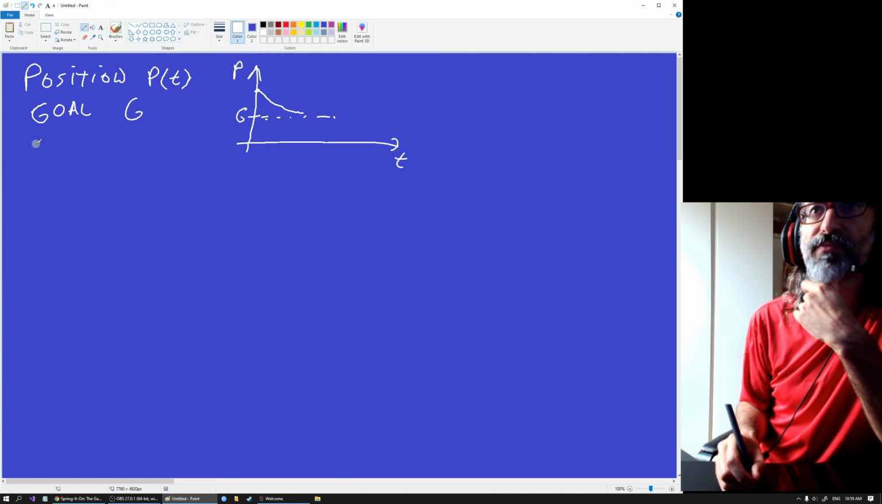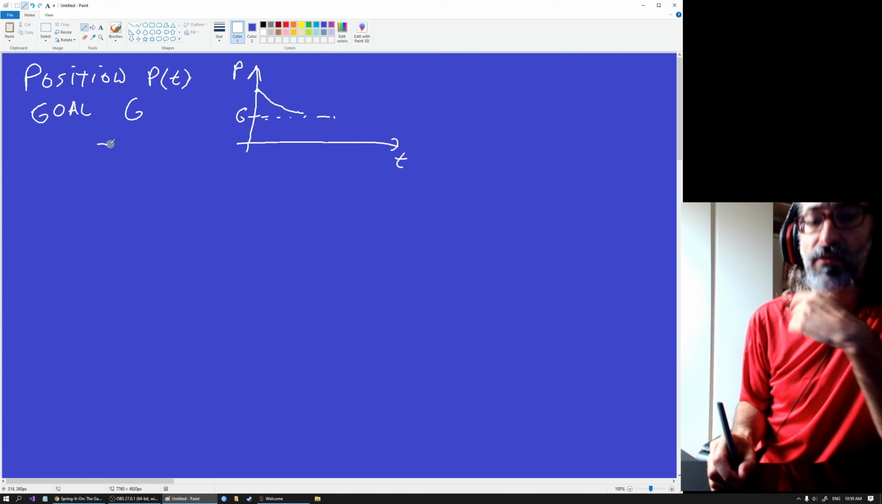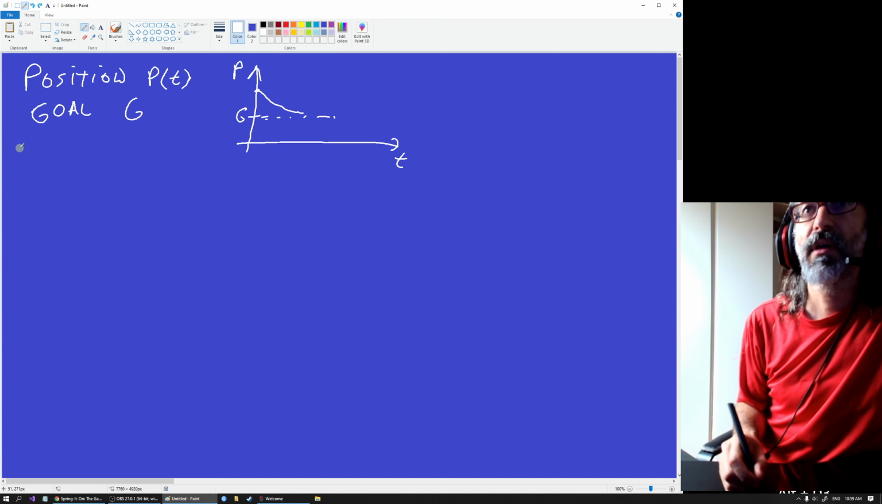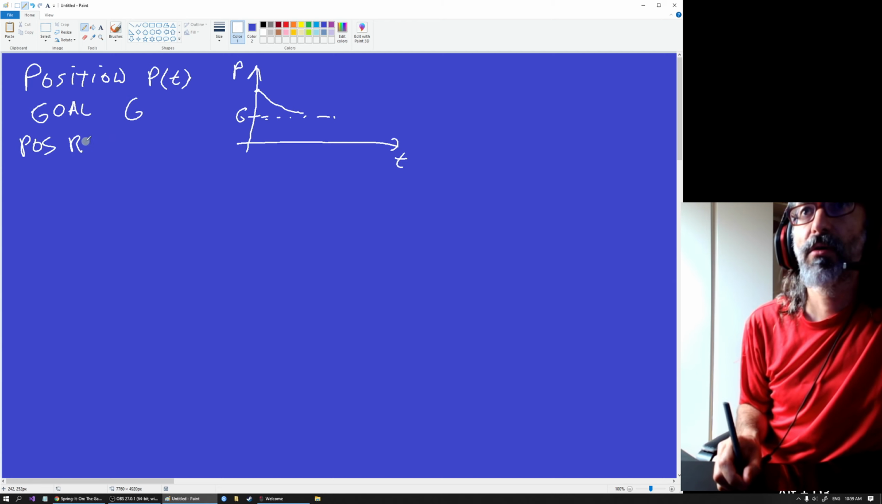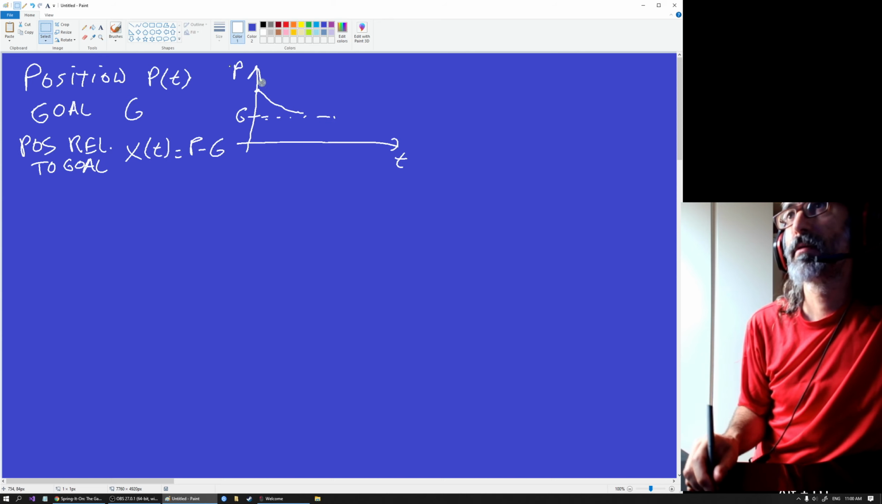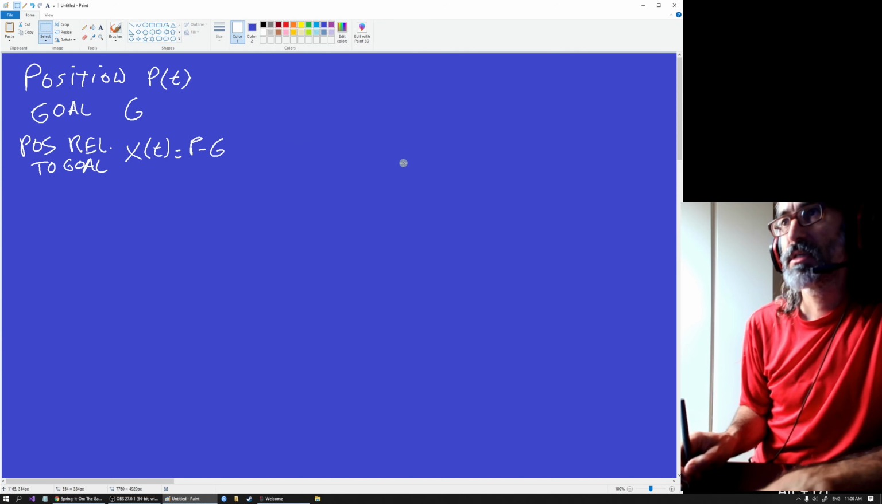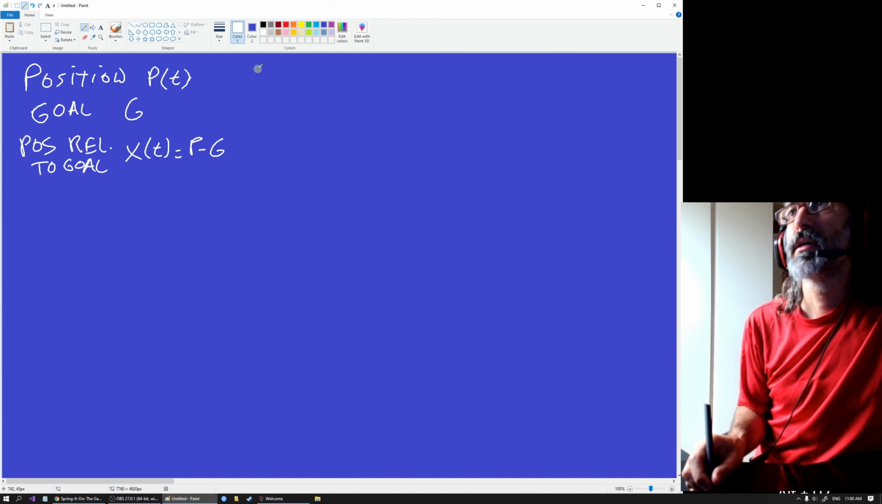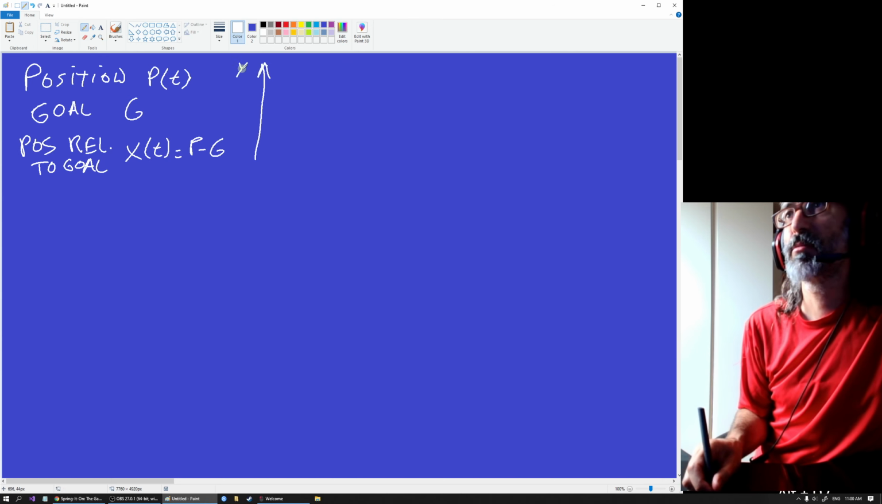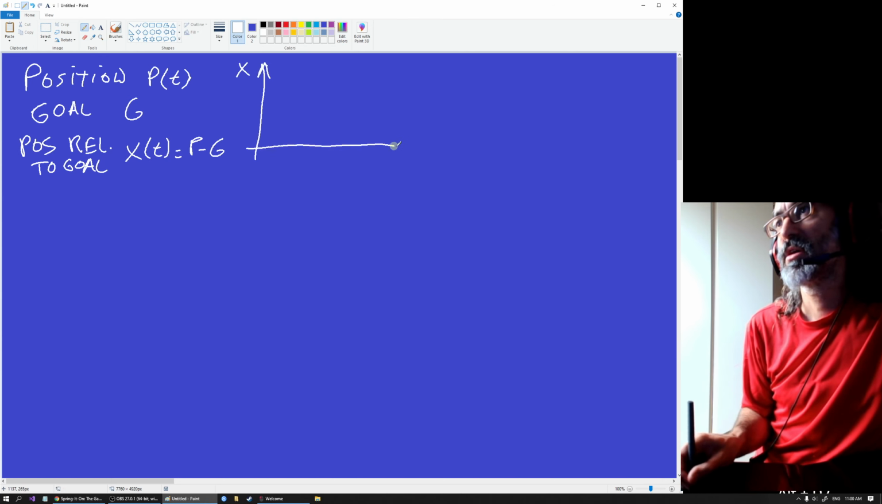position relative to goal. So you could call this pos rel to goal. Let's call this x of t, which is p minus g. So then instead of having this, let me kill this and write it again. Instead it's going to be x. It's going to be a little bit easier. So you have x, you have time, and now you have this.